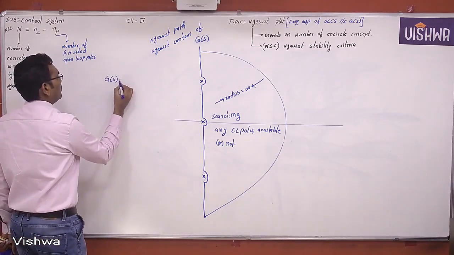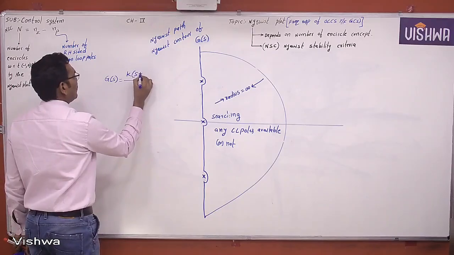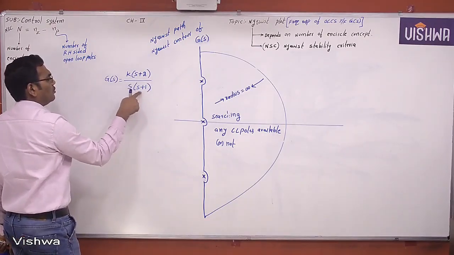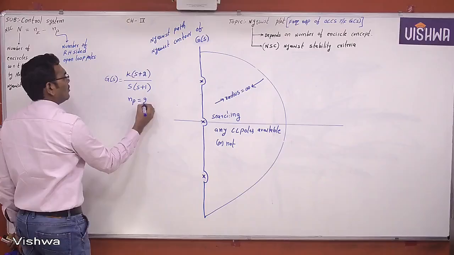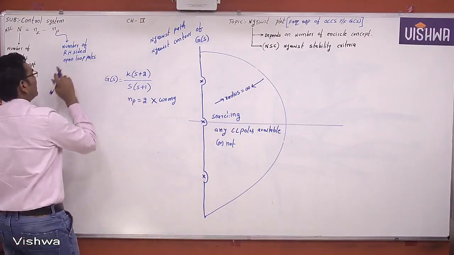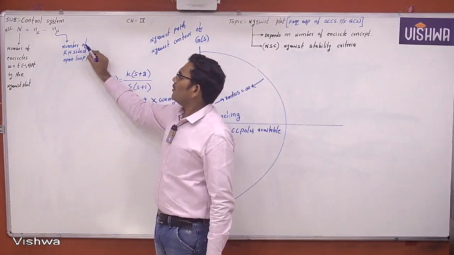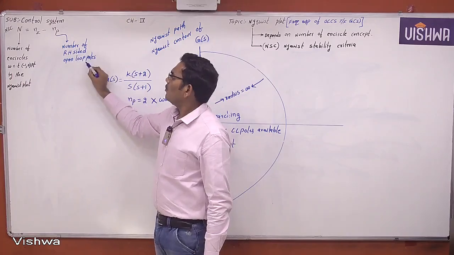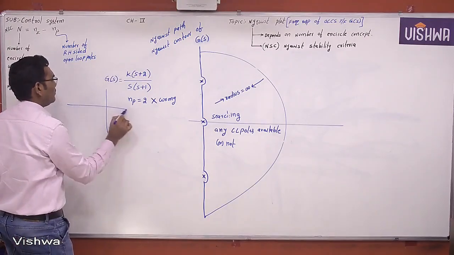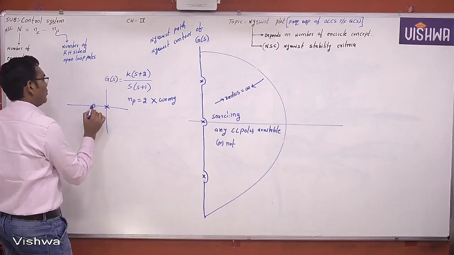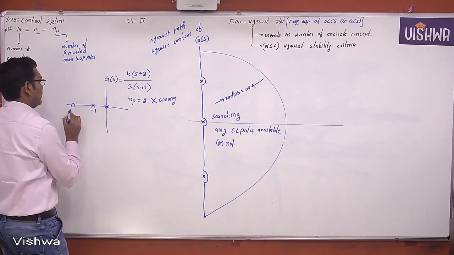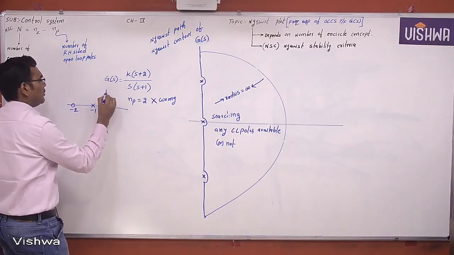G of S equals K into S plus 2 by S into S plus 1. How many poles? 1, 2. Therefore, NP equal to 2, 100% wrong. What is NP? Read once again. NP is the number of right hand sided open loop poles. Now, in this particular example, where are the poles? One pole is at origin, one pole is at -1, and one zero is at -2. Is there any right hand sided open loop pole?